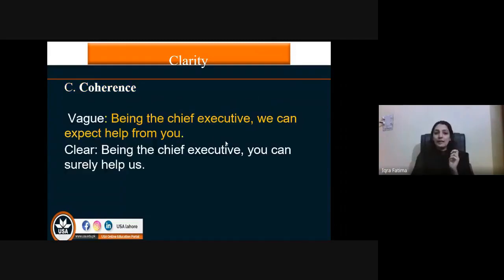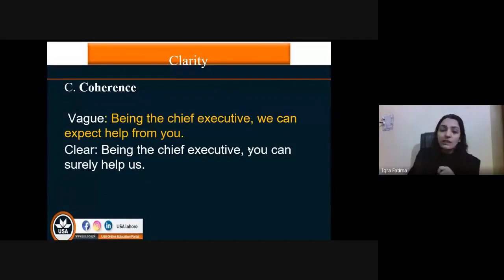You can see the example here. This is a vague example: "Being the chief executive, we can expect help from you." There is no organization. There is one idea, okay? But there is no organization. "Being the chief executive," they are talking about that person, not the chief executive. So you can surely help us.